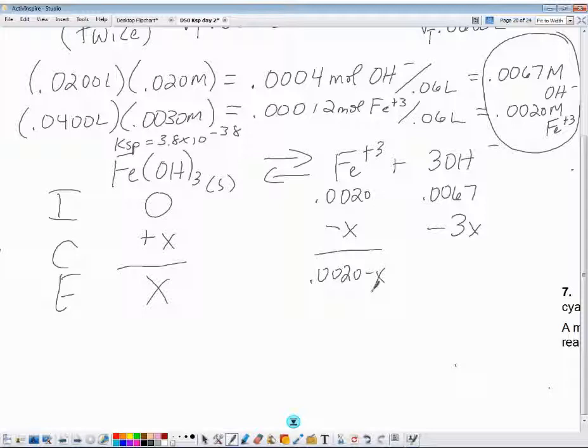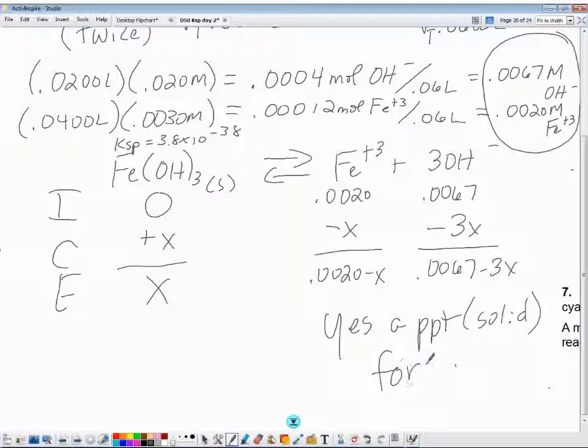There's too much of a difference between Q and Ksp. You can't squiggly here. You can squiggly when we're going the other direction, not this direction. That's why we're not going to solve it. That's technically what happens. And so, yes, a precipitate, which is solid, forms. That's what that means. That's what the Q questions in Ksp mean.